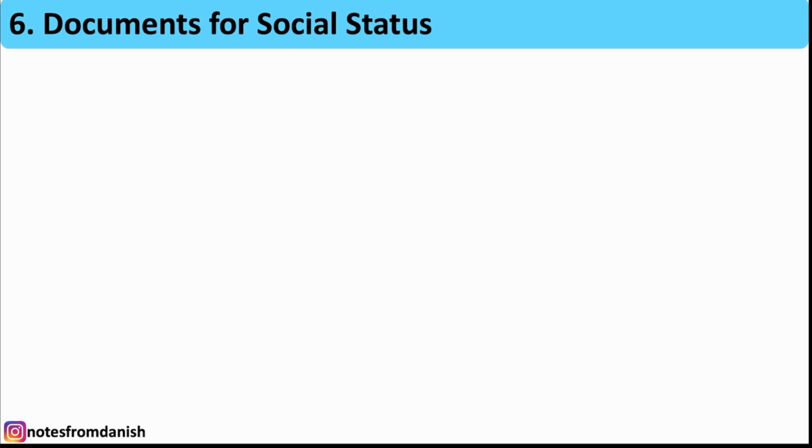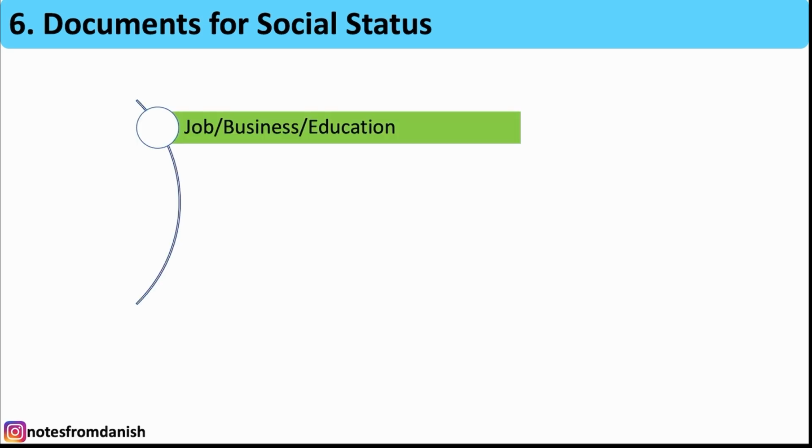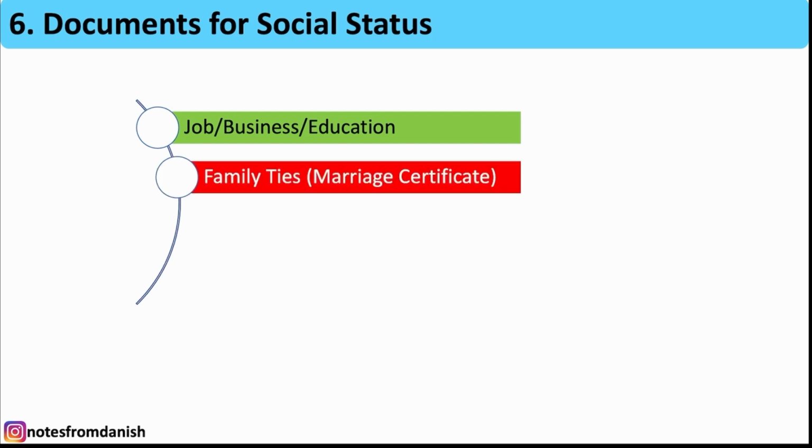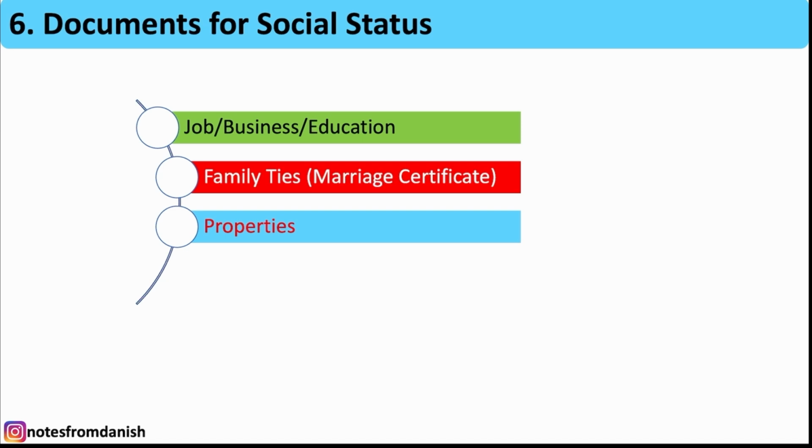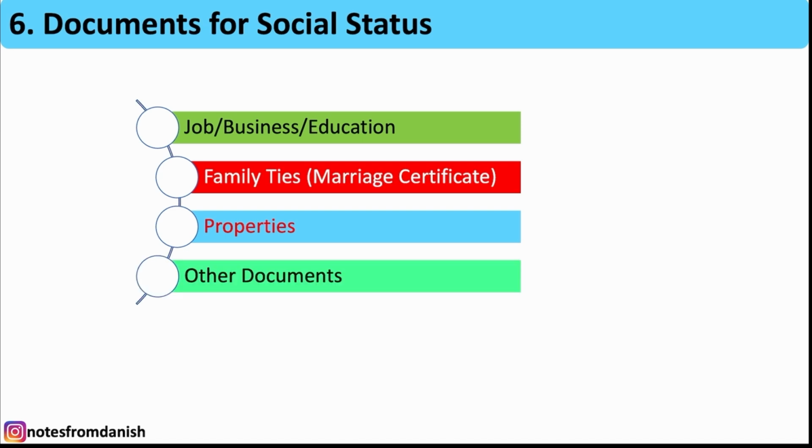We just talked about employment and how it shows ties to your home country. There are other documents as well that you can upload that can show your social status: documents related to your job, your business. If you are a student, documents related to that. Documents related to family ties, for example a marriage certificate, you can upload that document as well, because remember, if you have got family in your home country, you have got ties to that country. If you have properties in your home country, you have got ties to that country, you can upload documents related to your properties as well. And if you have any additional document that can show your home ties, you can upload that document as well.